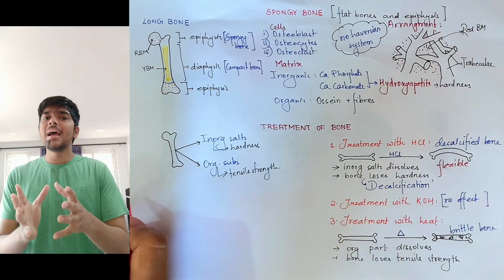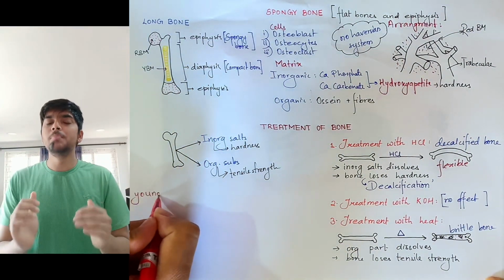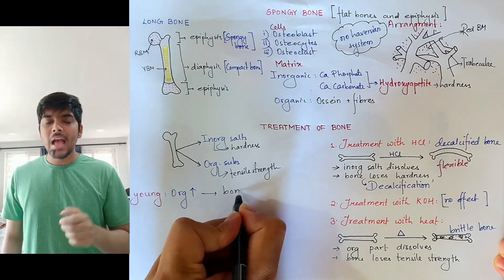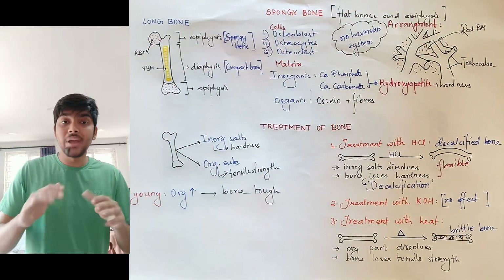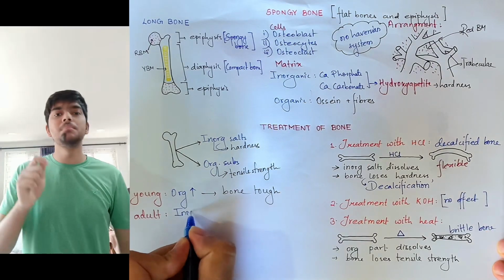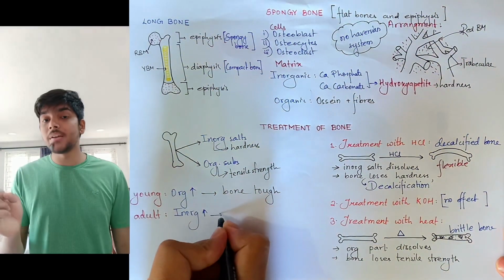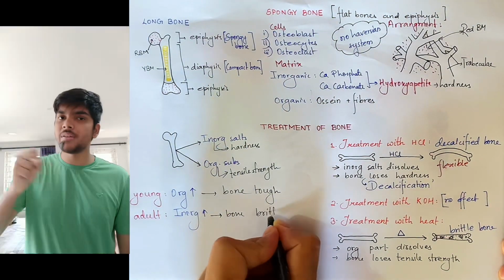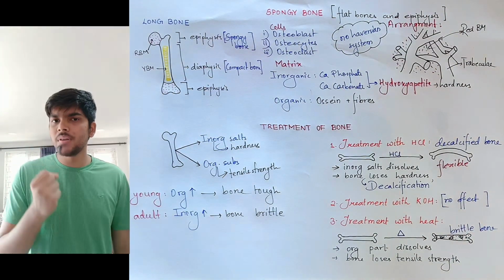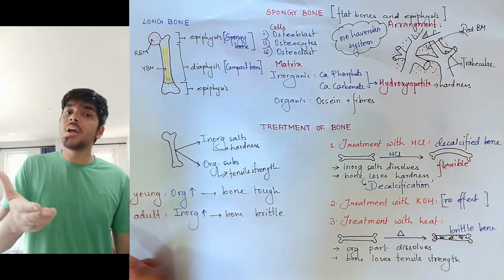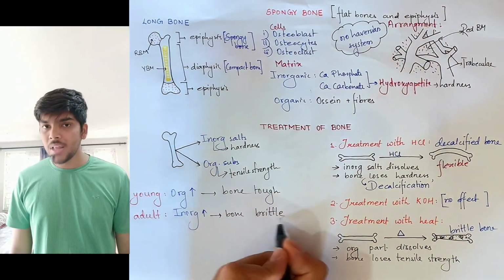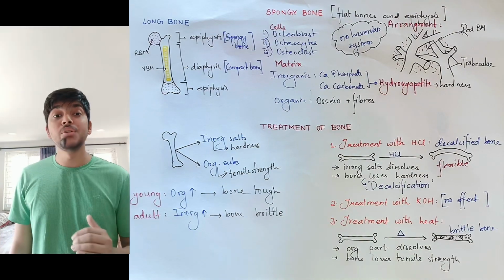Okay, so when you are young, in your bone, the percentage of organic matter is high. That's why the bone is tough. As you get older, the percentage of inorganic matter increases and bone becomes brittle. How? I've already mentioned in the treatment with heat. When you treat a bone with heat, the organic portion gets removed and what's left is inorganic portion, and due to the presence of high percentage of inorganic portion, the bone is brittle. Similarly, in adults, naturally, the percentage of inorganic substance or salts increases and the bone becomes brittle. That is why the bone is more susceptible to fracture as you get older.